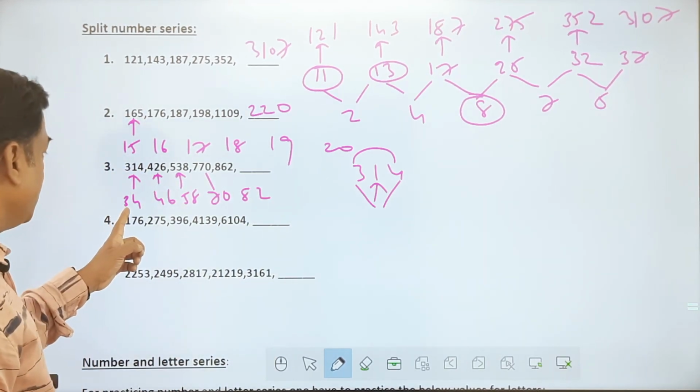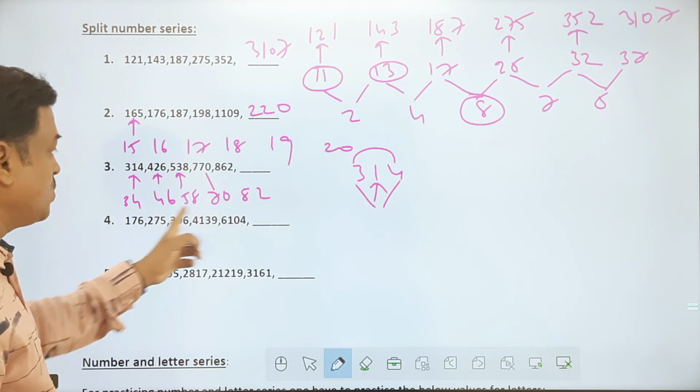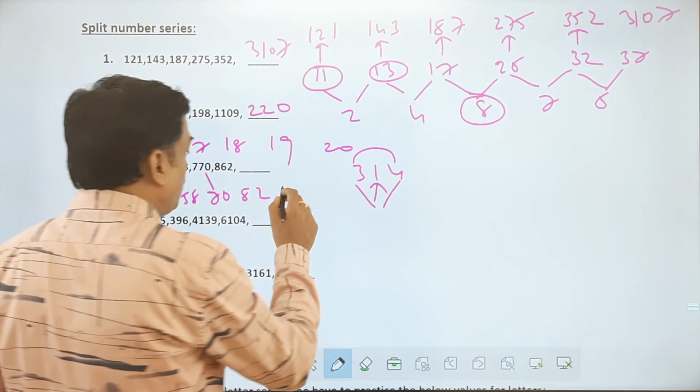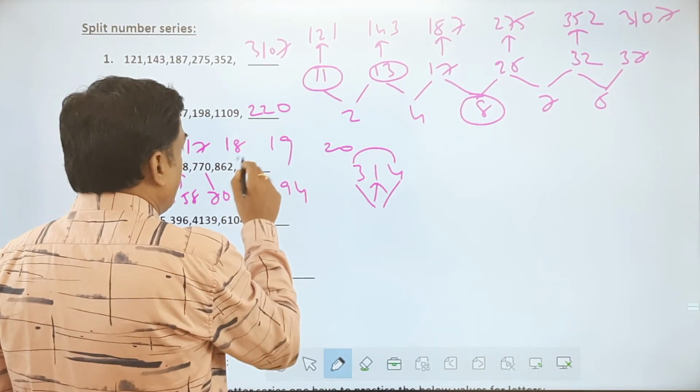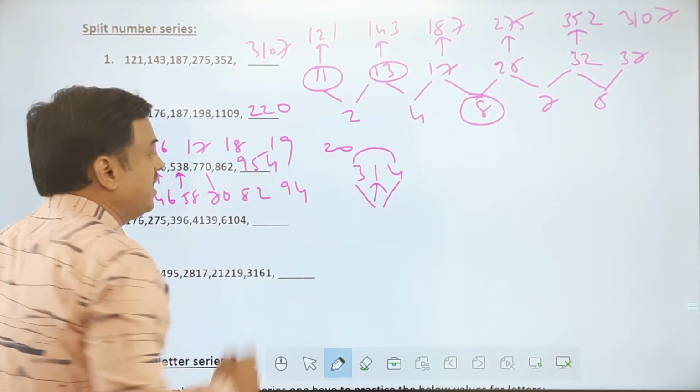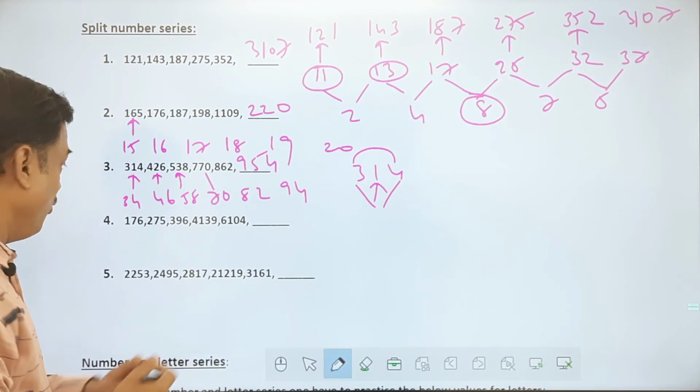And these numbers are increasing by 12 every time. Plus 12, plus 12, plus 12. So if I increase by 12, it is going to be 94. So 9 and 4 in the extremes, the difference is 5. So the answer is 954 as a difference.